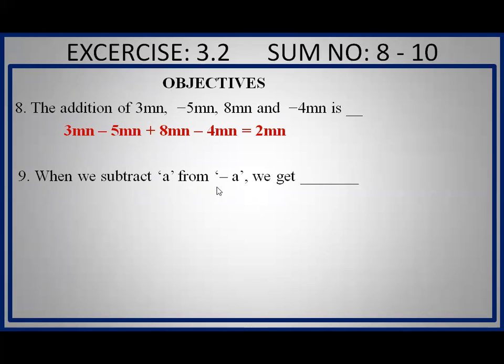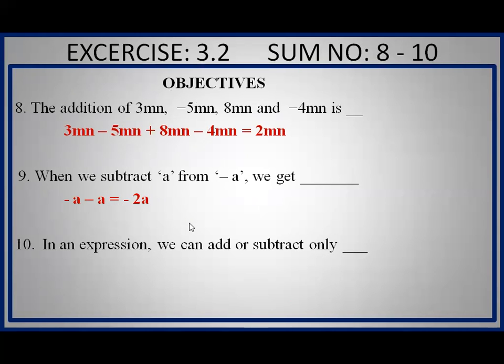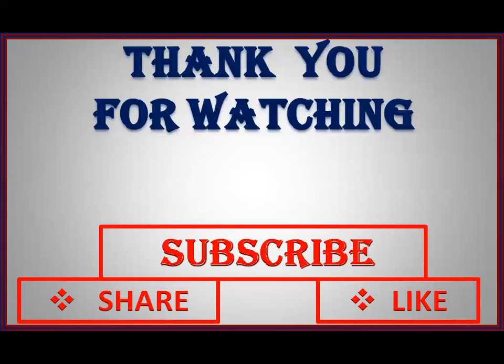When we subtract a from minus a, we get minus a minus a. So both are minus signs. So you add, you get minus 2a as your answer. In an expression, we can add or subtract only like terms. And there we come to the end of this exercise.